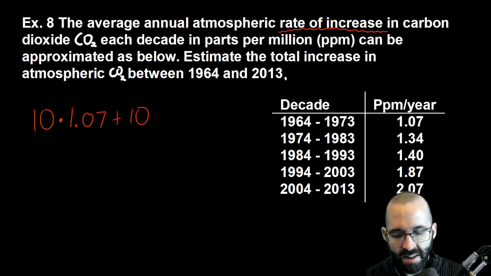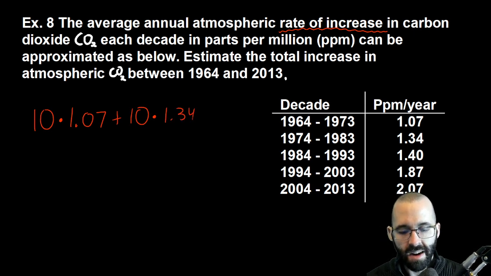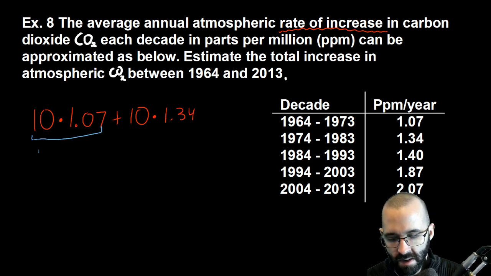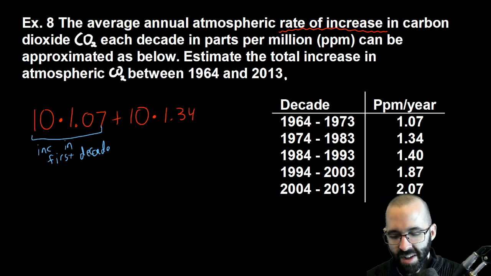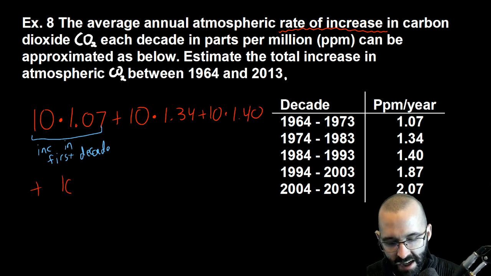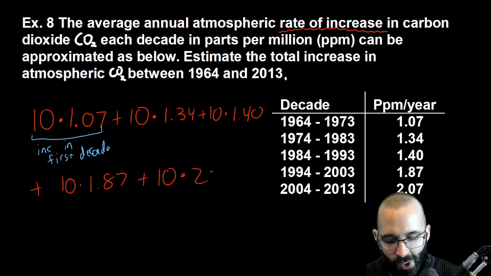Well, we have the same thing. There's 10 years in the next decade, and each year it was increasing by about 1.34 parts per million every year. So this is the total increase in the second decade. Right? This is the increase in the first decade. I don't know how to spell it, but I think decade has a C in it. Plus the second decade, plus the third decade, plus the fourth decade, plus the fifth decade.